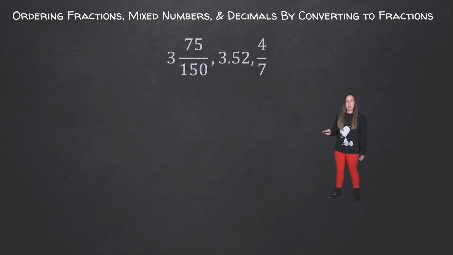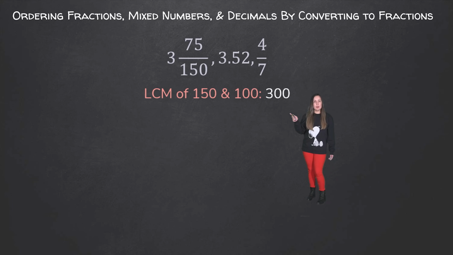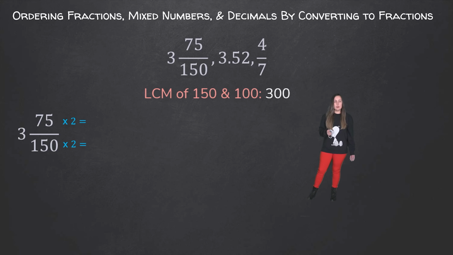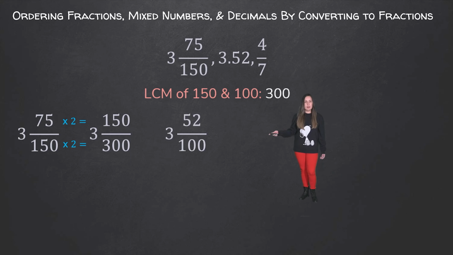So we have to take our 2 mixed numbers and write equivalent mixed numbers that have a denominator of 300. Starting off with 3 and 75 over 150, in order to get a denominator of 300, we have to multiply our denominator by 2. Whatever we do to the denominator, we must do to the numerator as well. The whole number stays the same, so we leave the 3. But for our numerator, 75 times 2 is equal to 150, and for our denominator, 150 times 2 is equal to 300.